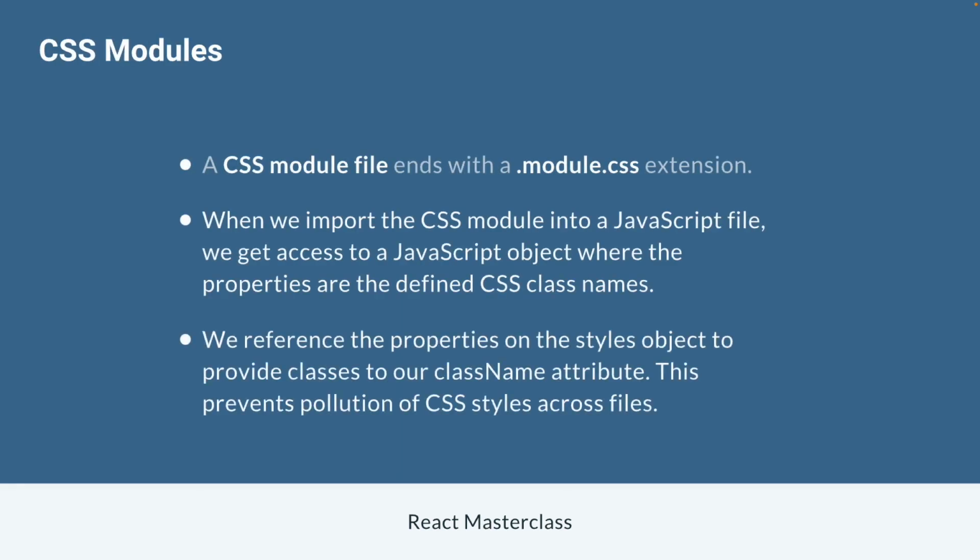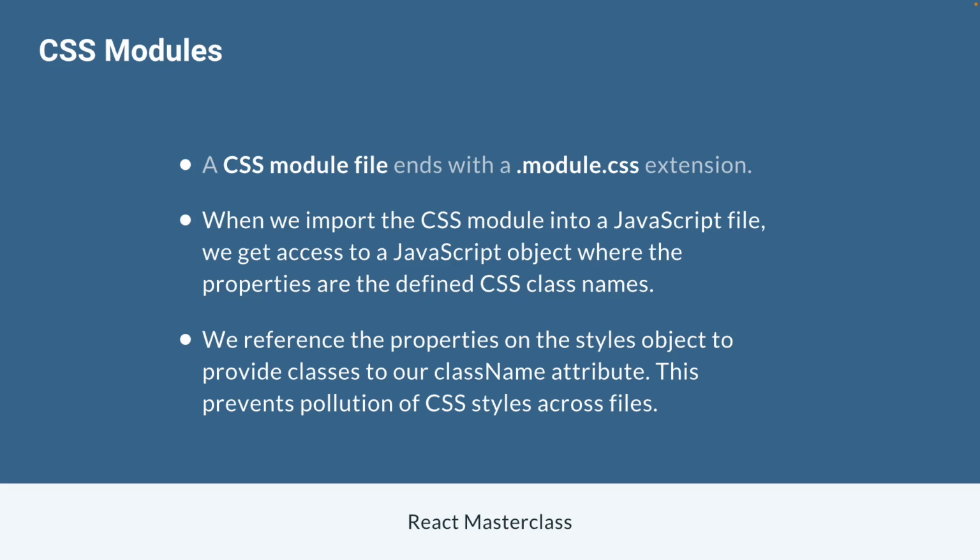The next approach we talked about was CSS modules. A CSS module ends with a .module.css extension, and the idea behind these files is that they prevent pollution. So they are meant to be imported into every component where they will be used. And when we import a CSS module file, we get access to a JavaScript object where the properties are the defined CSS class names. And we simply reference the properties on that styles object, and we provide those classes to our className attribute. So it's very similar to the traditional CSS approach, but this time around, we're using curly braces and referencing a class name on an object rather than simply writing it in as a string.